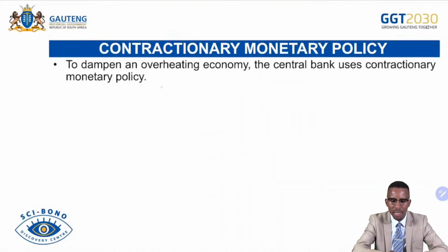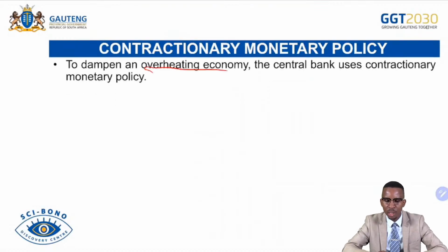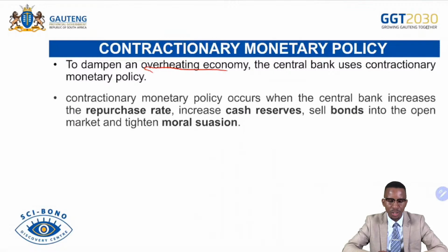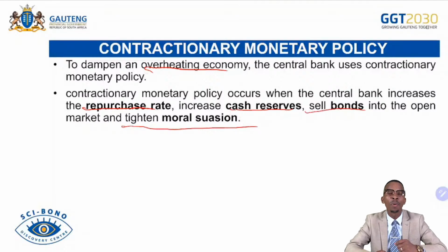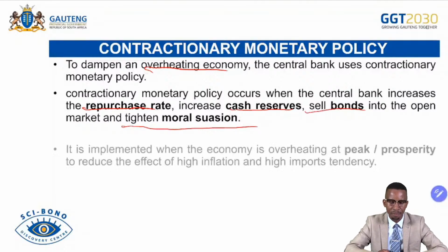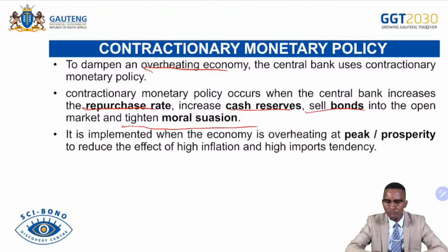To dampen an overheating economy, the central bank uses contractionary monetary policy. Contractionary monetary policy occurs when the central bank increases the repo rate or repurchase rate or lending rate, increases cash reserves, which will lead to an increase in vault money, sells bonds into the open market, which is known as open market transaction, and also tightens moral persuasion or is more strict on credit creation. It is implemented when the economy is overheating at peak or prosperity to reduce the effect of high inflation and high import tendency, like I've mentioned before.